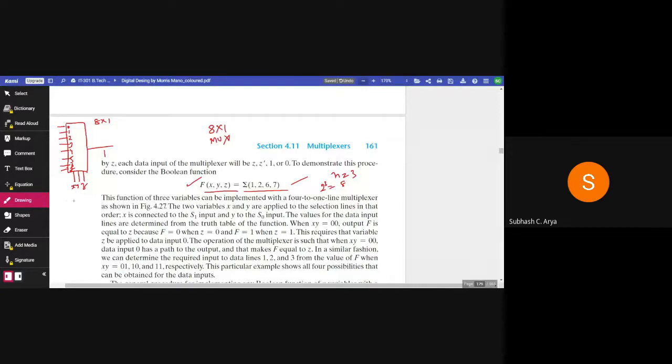And this X, Y, Z will take what positions? Total 8: 0 0 0, 0 0 1, 0 1 0, 0 1 1, 1 0 0, 1 0 1, 1 1 0, 1 1 1. These are all 8 combinations which the selection lines can take. Now, if 0 0 0 is there, what will f be? As per this function, f is summation 1, 2, 6, 7. f should be 0 because at 0 there is no output 1. So this 0th input we will connect with logic 0, logic low, low potential.